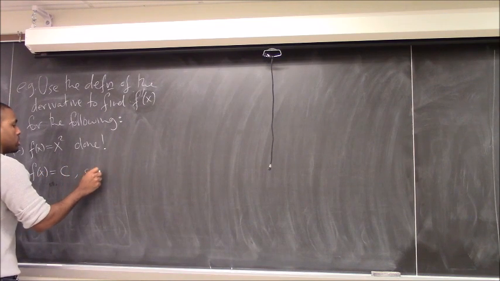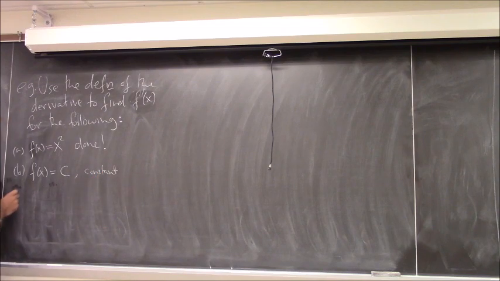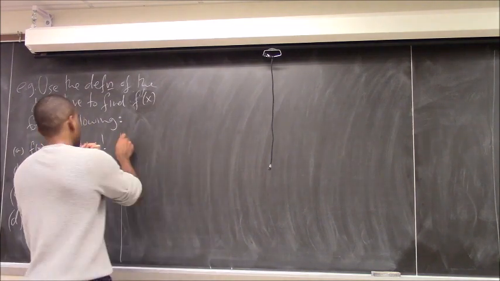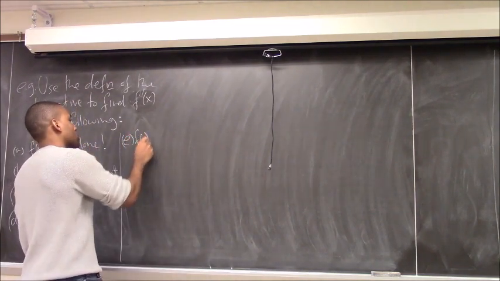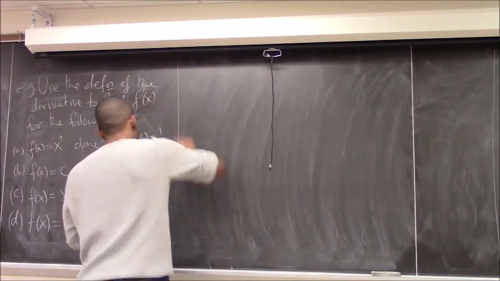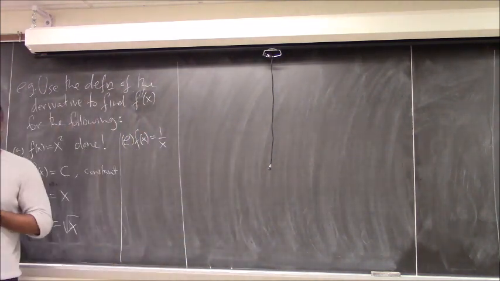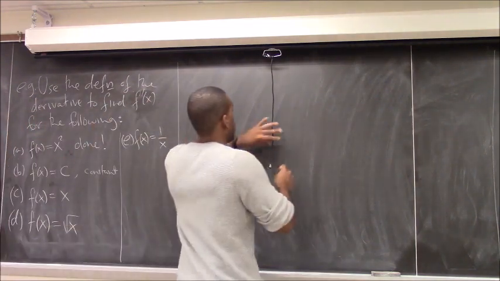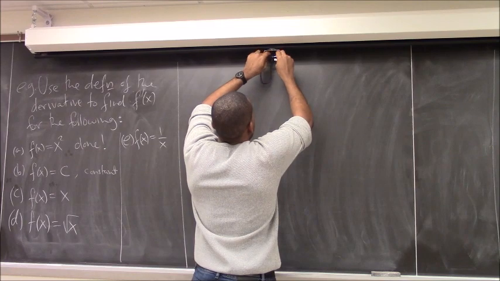The second example I wanted you to look at is, what about a constant? Here's a constant. How do you find the derivative of a constant? What if it was just the derivative of x? What if it was just the derivative of the square root of x? I also asked about 1 over x. We're going to figure out the derivatives of all these functions using the definition. So A was done last time, so let's start with B.